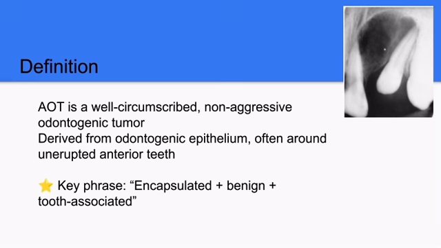Now, moving towards the definition and the overview. Adenomatoid odontogenic tumor is a well circumscribed, encapsulated, benign tumor derived from odontogenic epithelium. It usually develops around the crown of an unerupted tooth, most often in young patients. So the key phrases you have to remember are encapsulated plus benign, and also it is tooth associated.